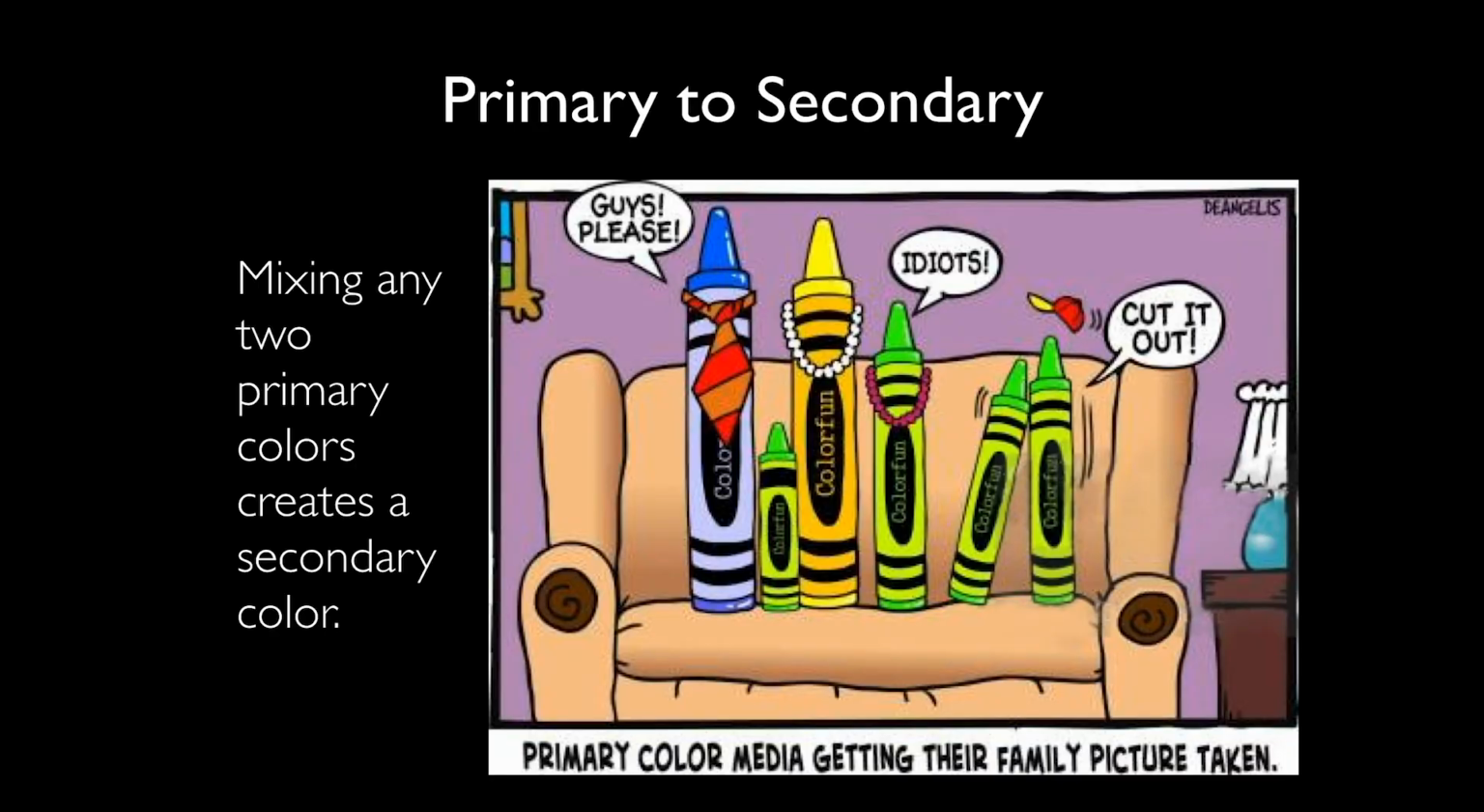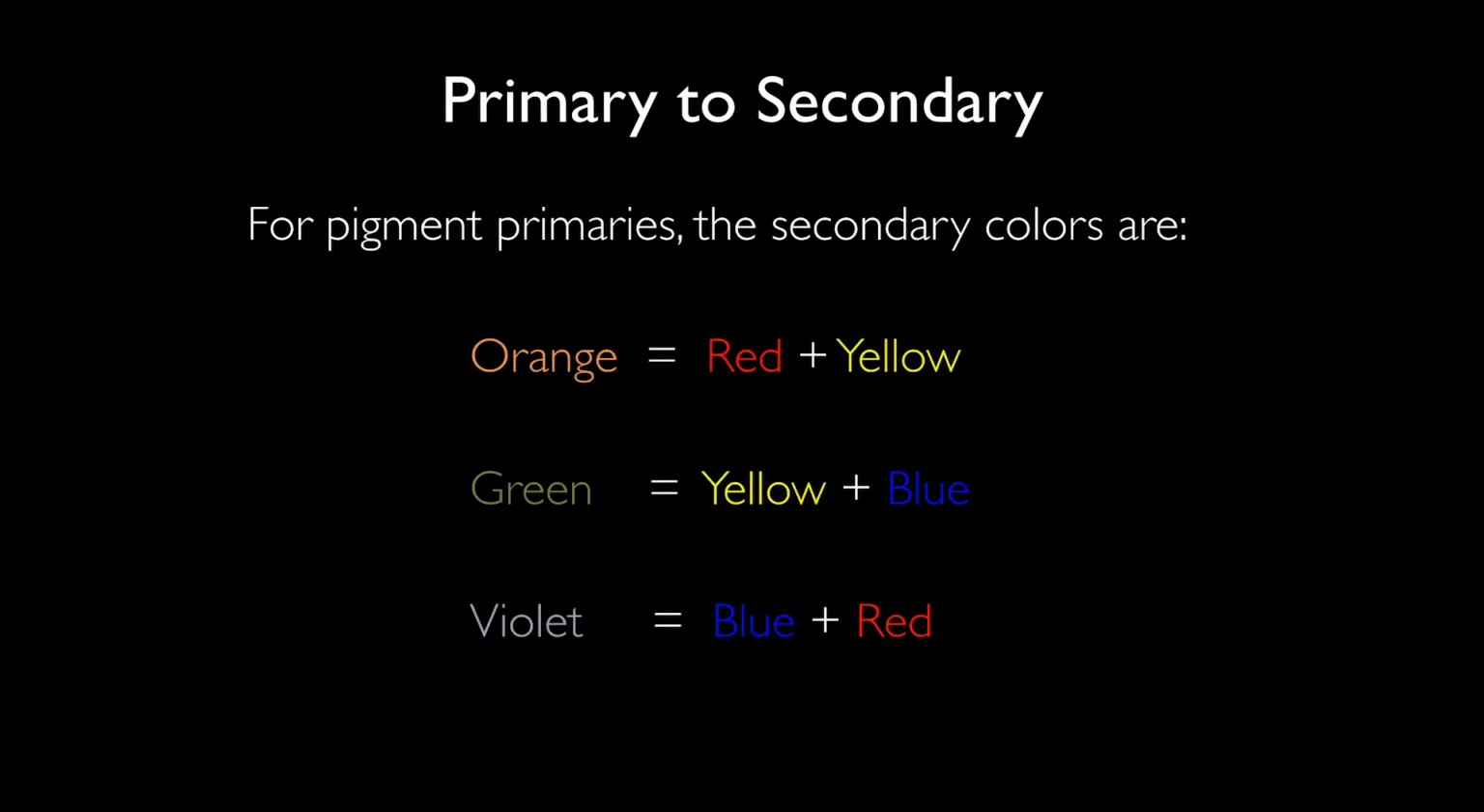So when you mix any two primaries together, you create what's called a secondary color. For pigment primaries, the secondary colors are what you see on the screen here. So if you want orange, you're going to mix red and yellow. If you want green, you're going to mix yellow and blue. And if you want violet, you're going to mix blue and red. This is really important for when you're adding colors to your artwork to know what these mixes are. So you might want to screenshot this or write it down.